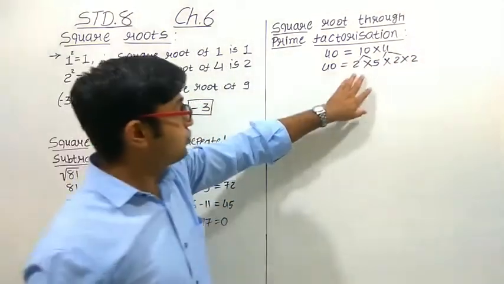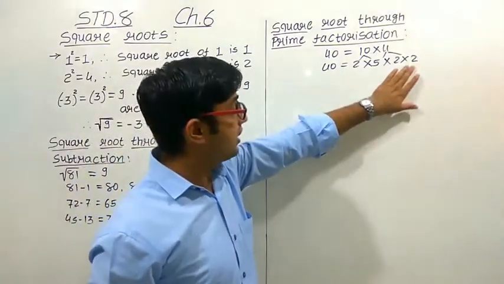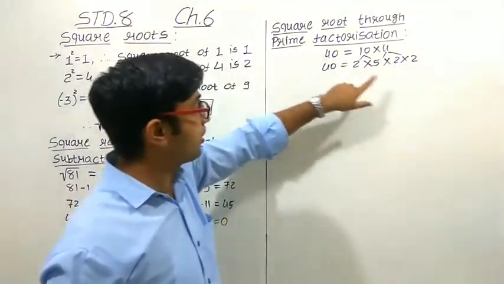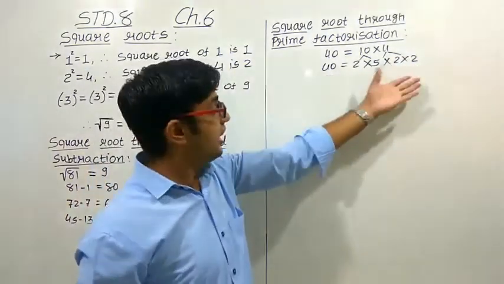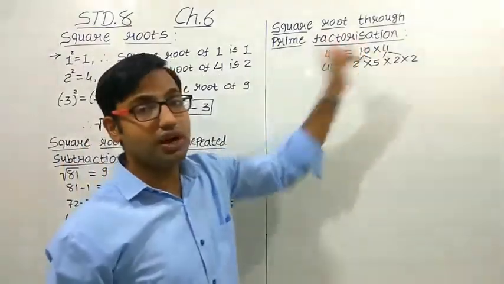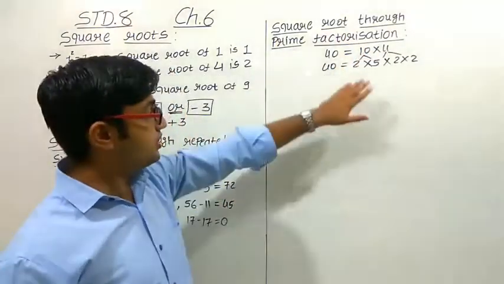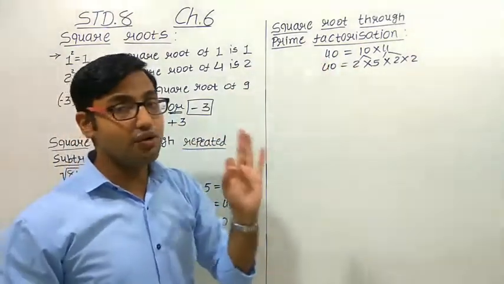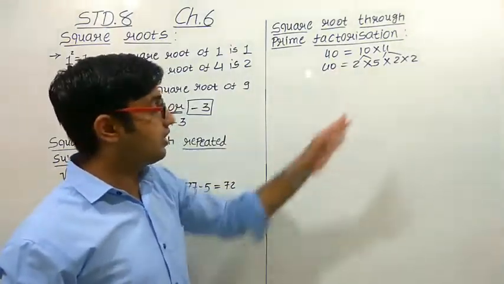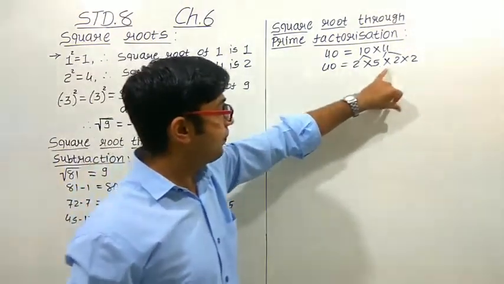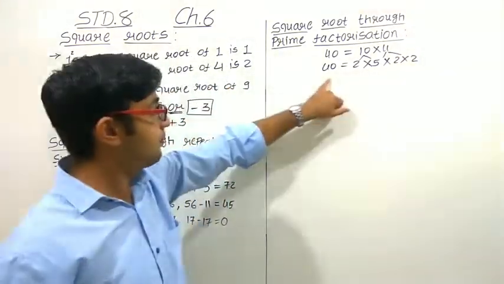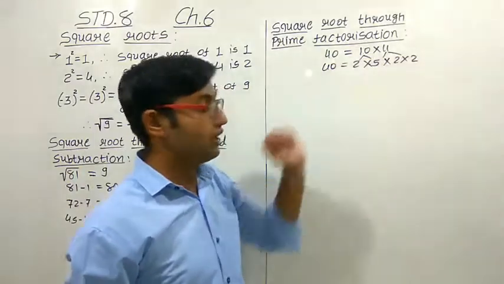Now can we further factorize 2, 5, 2 and 2? No, we cannot factorize any of these numbers. And this factorization of 40 is called the prime factorization. So what is the meaning of prime factorization? That is now clear to you. We have to make repeated factorization until each of the factors cannot be factorized further. So this is the prime factorization of 40.